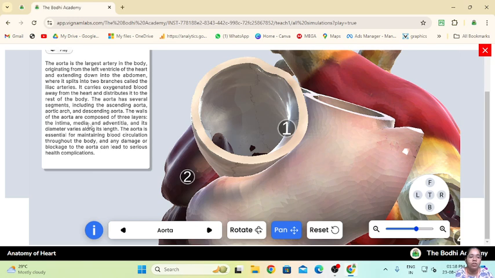The walls of the aorta are composed of three layers: the intima, media and adventitia, and its diameter varies along its length. The aorta is essential for maintaining blood circulation throughout the body, and any damage or blockage to the aorta can lead to serious health complications. So this is the aorta.